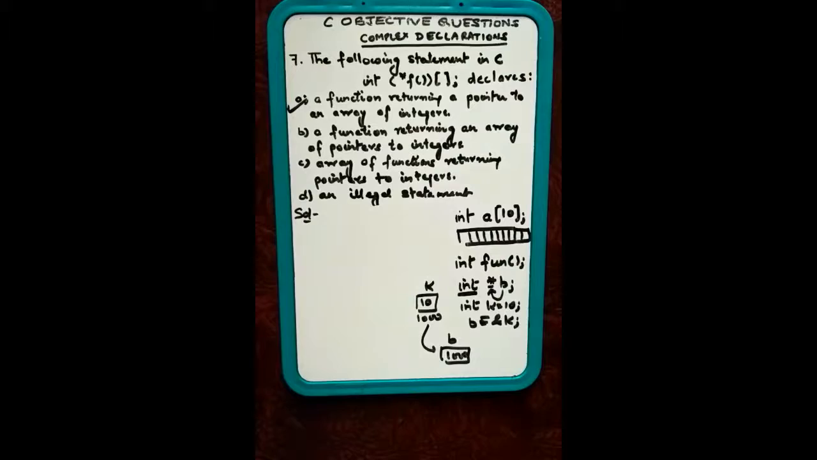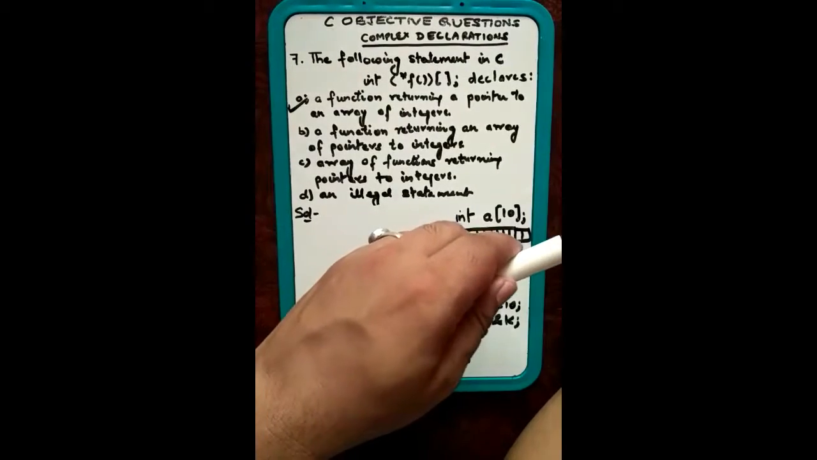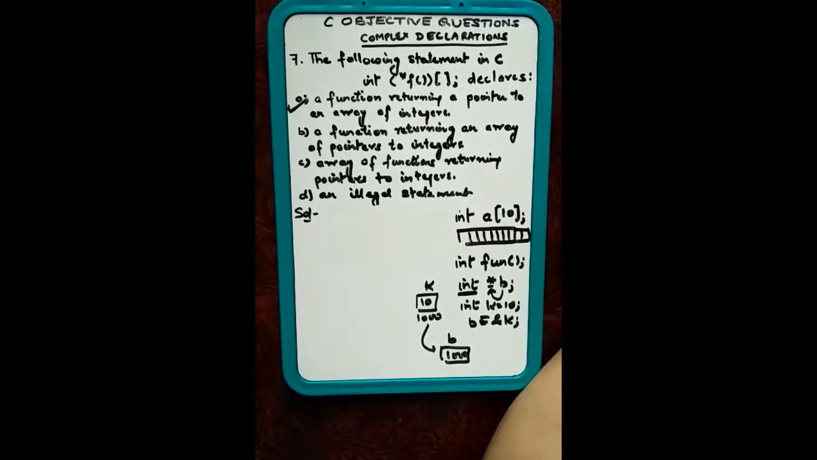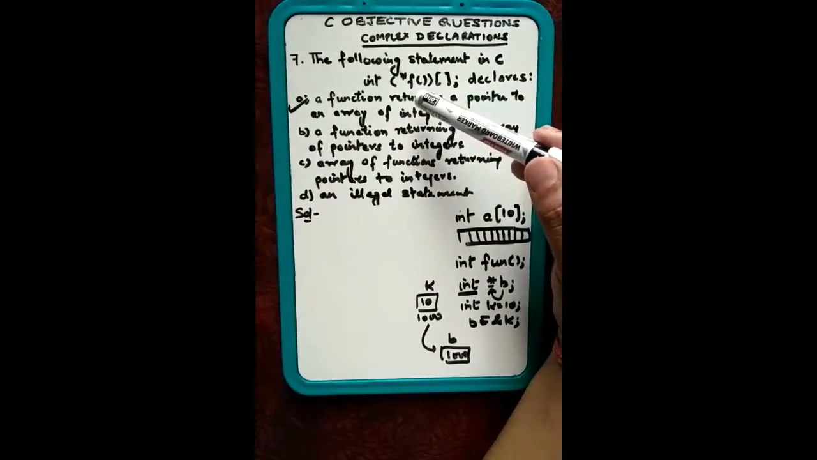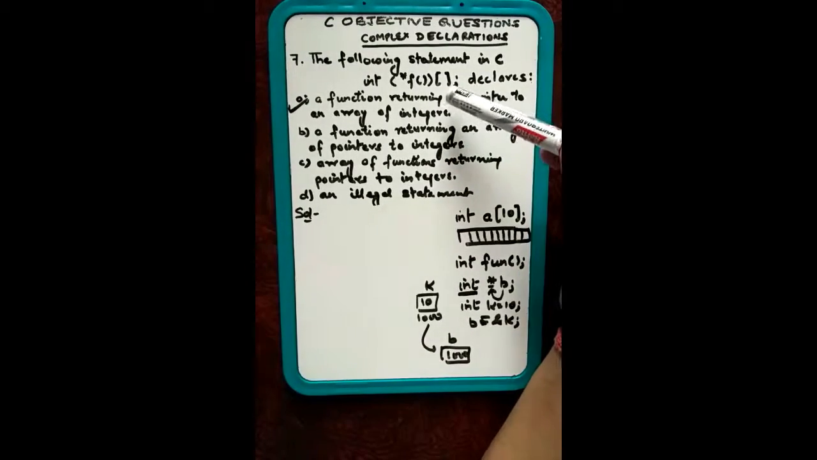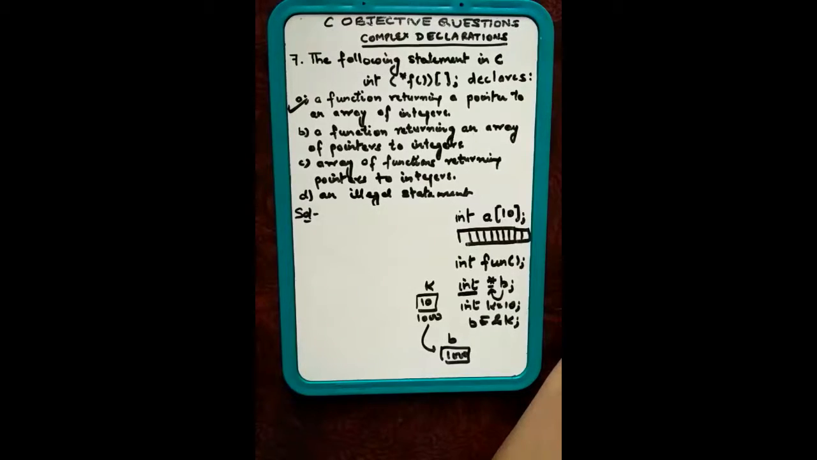These are complex declarations which sometimes come in UGC NET exams for 2 marks. Now coming to this particular question, which came in the UGC NET exam. The question is: the following statement in C, int asterisk f with parentheses and then square brackets, declares what? There are 4 options. First, a function returning a pointer to an array of integers. Second, a function returning an array of pointers to integers. Third, an array of functions returning pointers to integers. The last option is an illegal statement. Which of the following is correct?